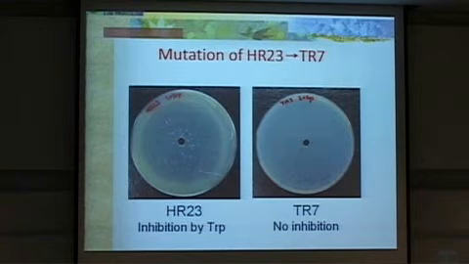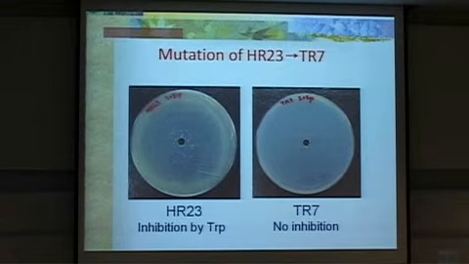But in this clearing zone, you can see some mutant colonies, and when Flora grew it up, this is one of the resistant colonies, and this one is no longer sensitive to inhibition by tryptophan, because this strain can now grow on either tryptophan or 4-fluorotryptophan.